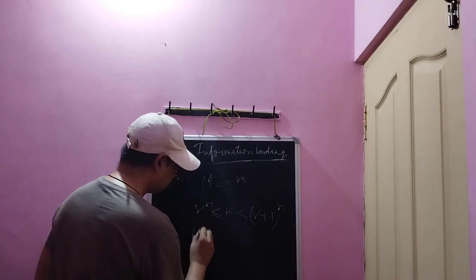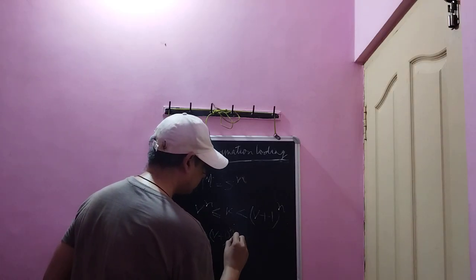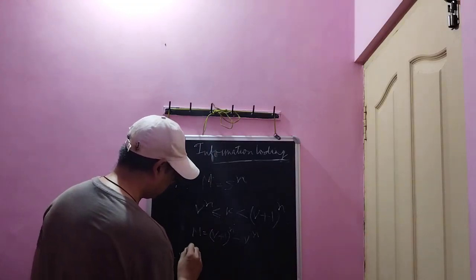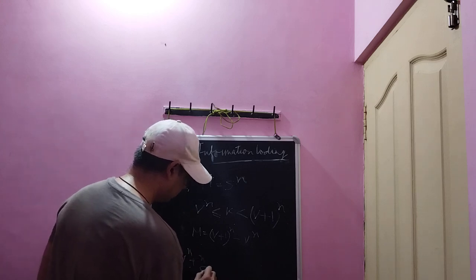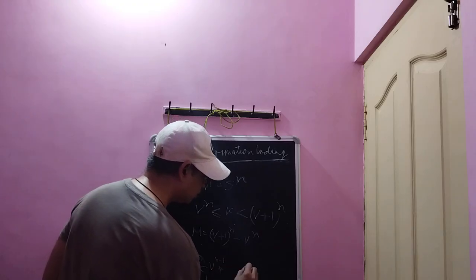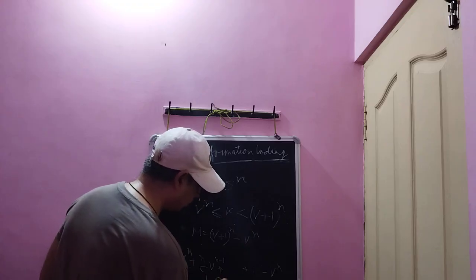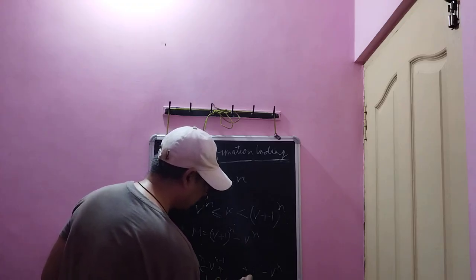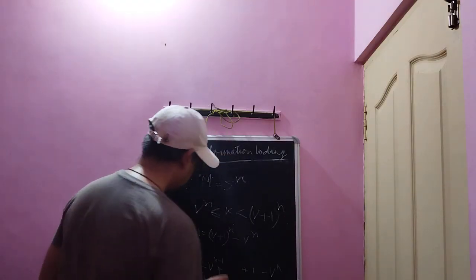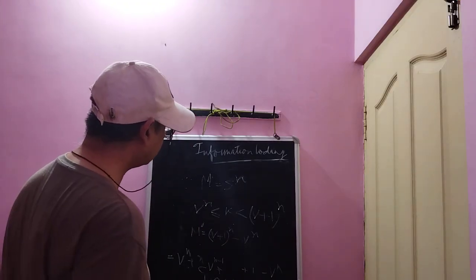Let m dash equal (v plus 1) power n minus v power n. This is equal to v power n plus nC1 v power n minus 1 and so on, up to 1 minus v power n, which is of the order of v power n minus 1. This is the value m dash equal to (v plus 1) power n.